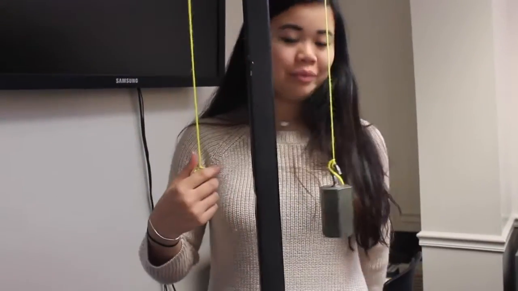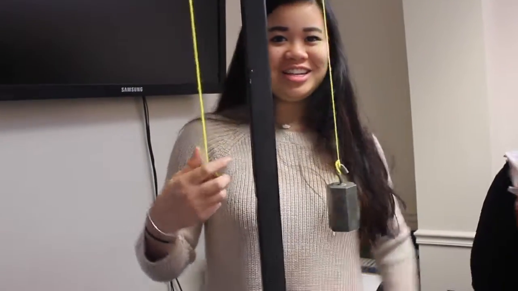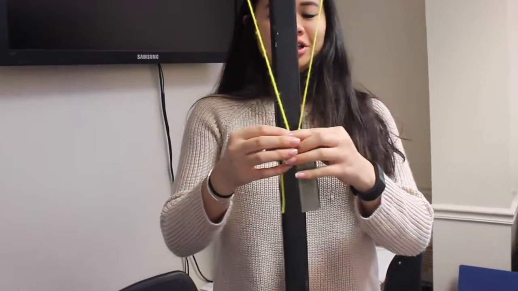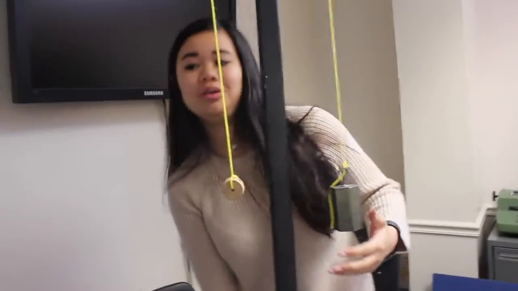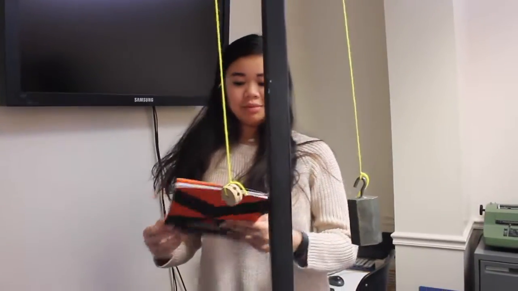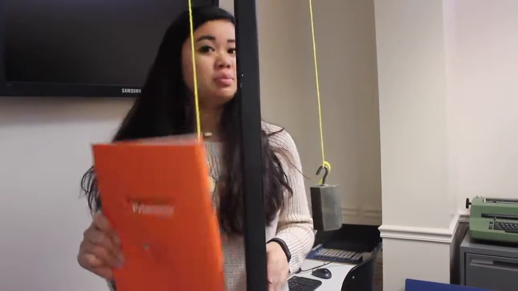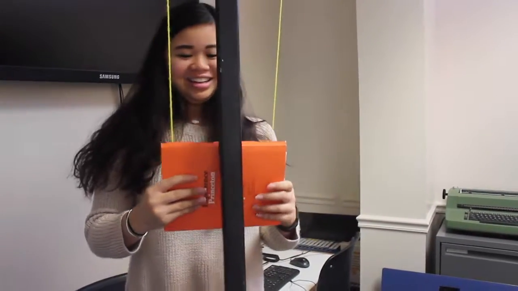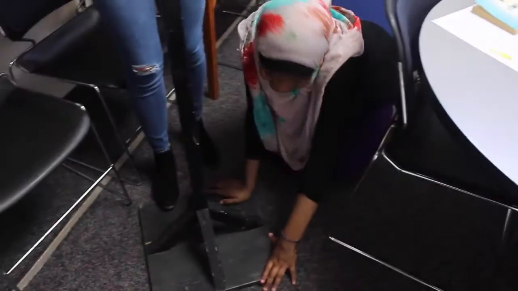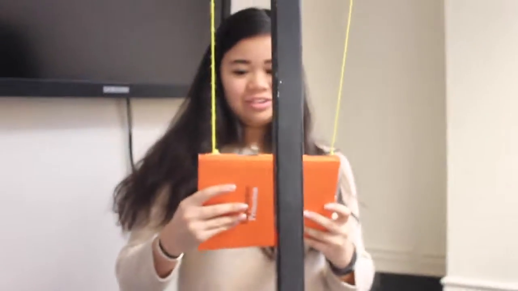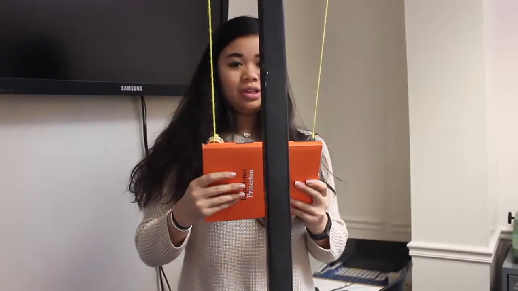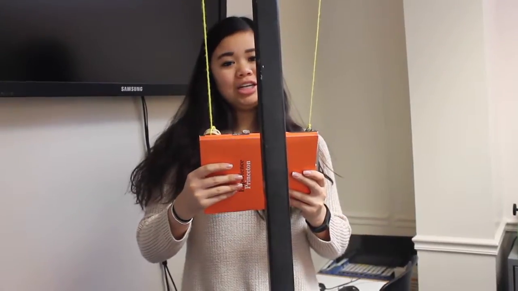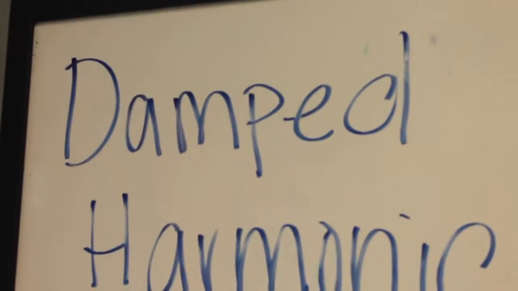Okay, for our demo, we're going to be taking these two, which are clearly different weights. They're on the same length string, and we're going to be pulling them back to the same level with this awesome Experience Princeton notebook that we have here, and it's stabilizing it for us, so that's good. They're on the same level, and when I let go, they should have the same period. Fingers crossed.